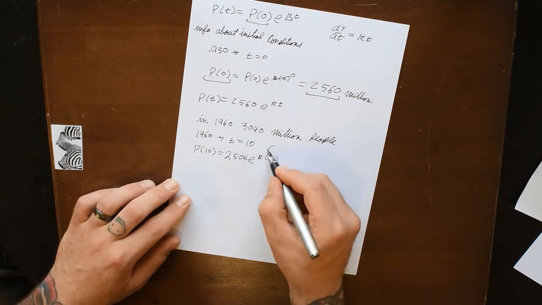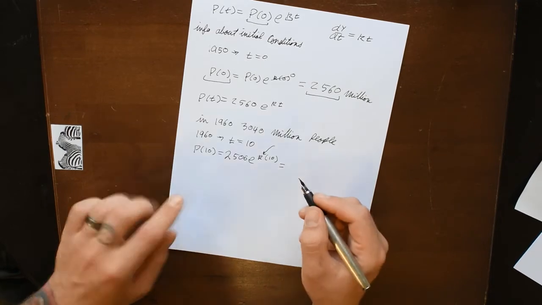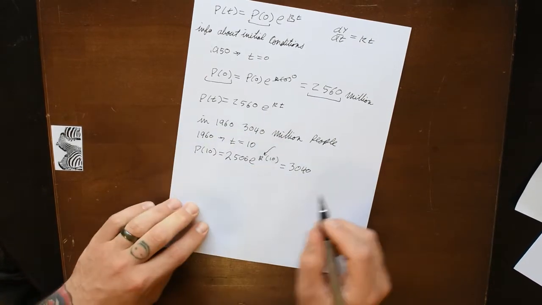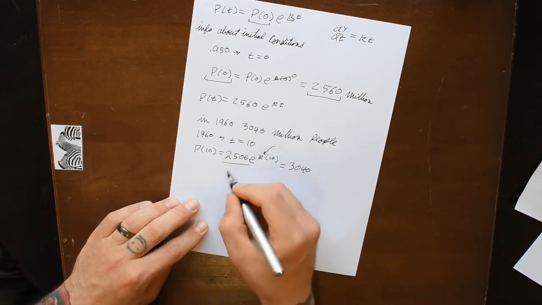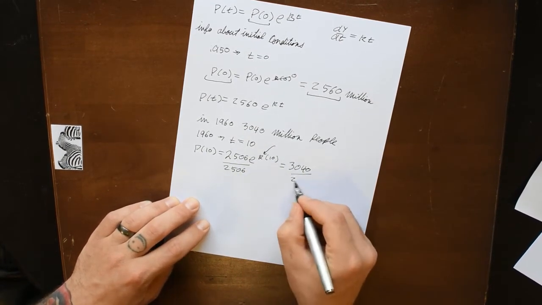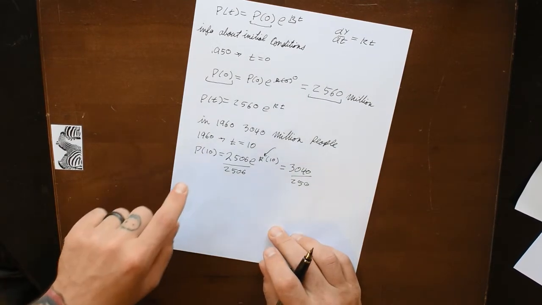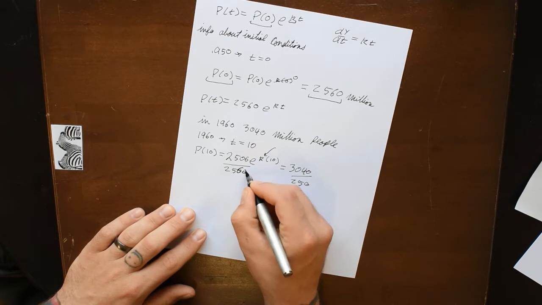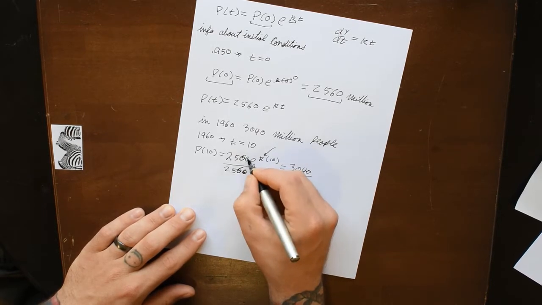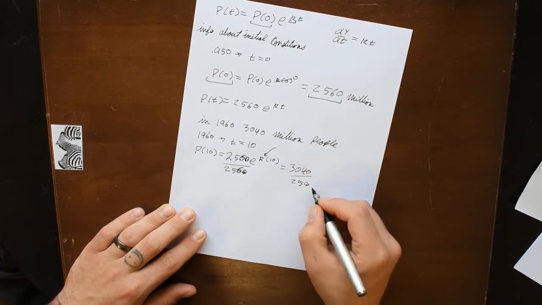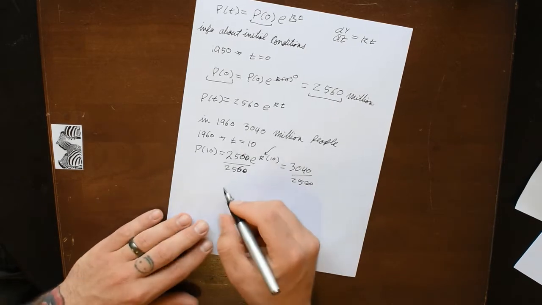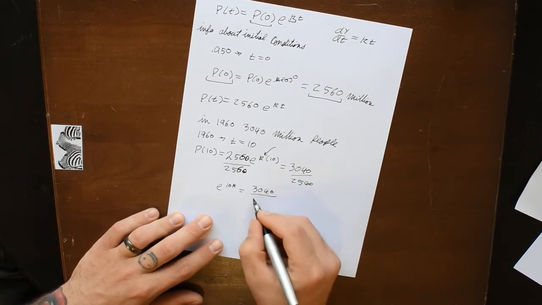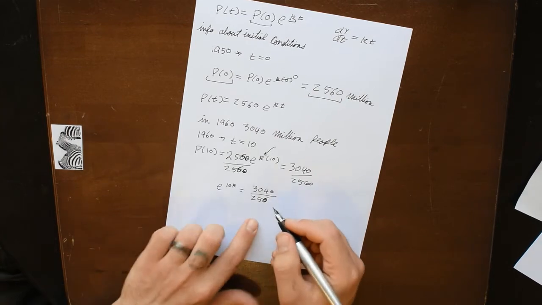What we're trying to do now is solve for k. And this is going to be equal to 3,040 million. Solving for k, let's get the e^(10k) by itself. We can divide both sides of this equation by 2,560. I should have written that number more clearly. So we get e^(10k) equals 3,040 over 2,560.